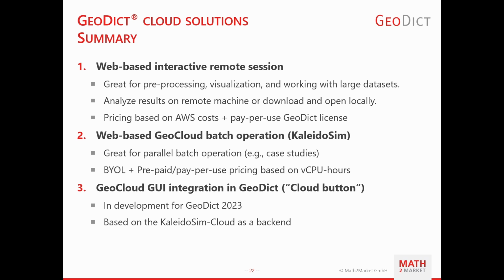Next, we have the GeoCloud batch interface, which is provided by KaleidoSim. This is great for parallel batch operations, for example, case studies or running simulations on many different structures. And the pricing here is based on bring your own license and prepaid or pay-per-use pricing based on a vCPU hours model. Last, I gave you an outlook to what we internally call the Cloud button, which means integrating the GeoCloud batch interface directly in the Geodict user interface. This is a feature which is in development for Geodict 2023, and it's based on the KaleidoSim Cloud as well.